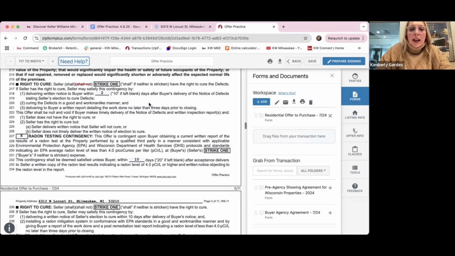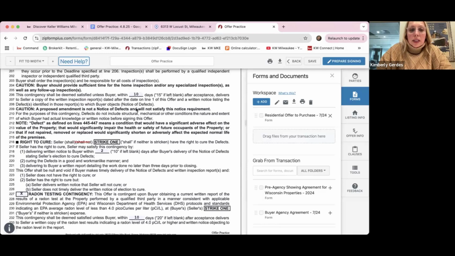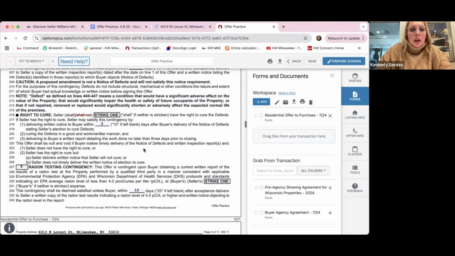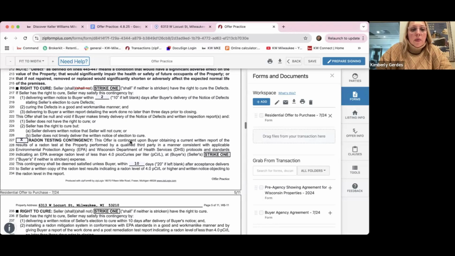But the offer is dead if the buyer sends a timely delivery of notice of defects, meaning they send it before the 10 days is up. The offer is null and void if the buyer makes timely delivery of the notice of defects and sends the inspection report along, and the seller never had the right to cure to begin with, or the deal is dead if the seller had the right to cure and they're sending a notice back saying they're not going to do it.